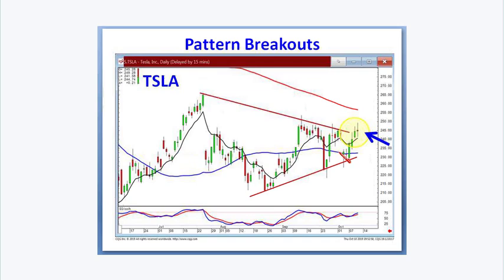Tesla, you can see the wedge. You can see it's just now broken through the top of that wedge. Where do you think your next likely target might be? Probably right up here, which would also coincide with kind of filling the gap over here.